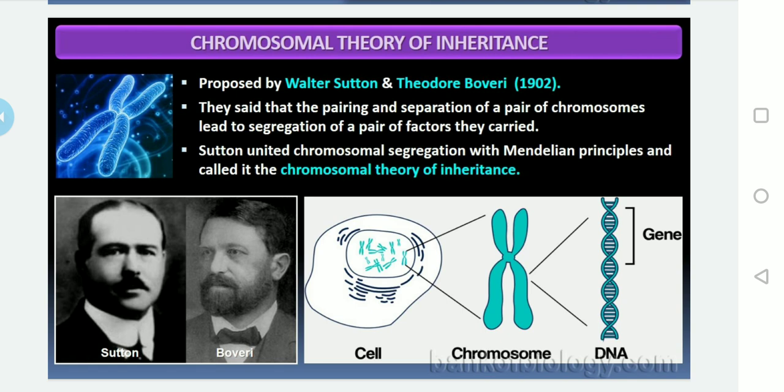Okay, so they said that the pairing and separation of pair of chromosomes lead to segregation of pair of factors they carried. So Sutton and Boveri argued that the pairing and separation of the pair of homologous chromosomes would lead to the segregation of pair of factors they carried. So finally, Sutton united the knowledge of chromosomal segregation with Mendelian principles, which is called the chromosomal theory of inheritance. Okay, so this is very important, the theory which made a milestone in the field of genetics.